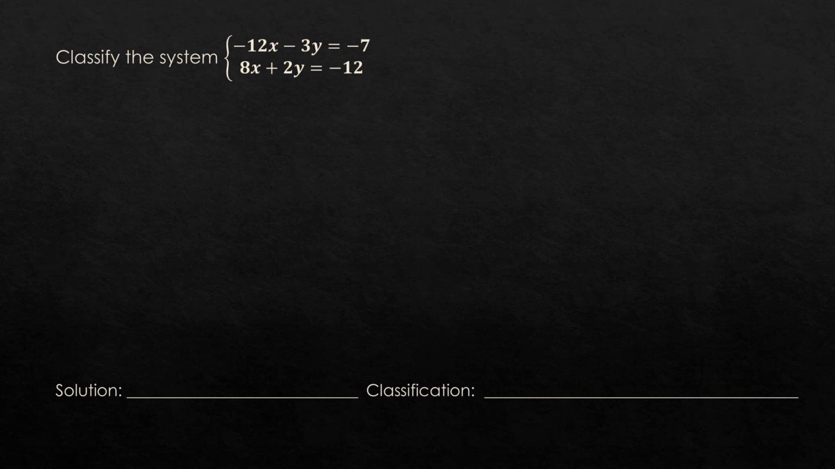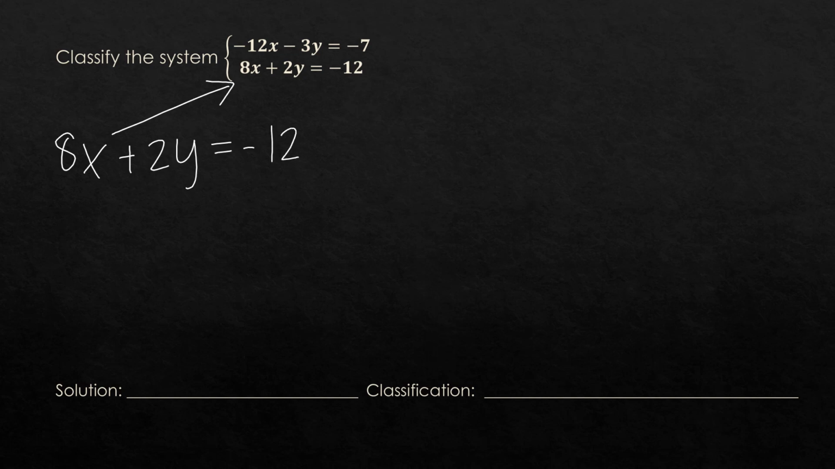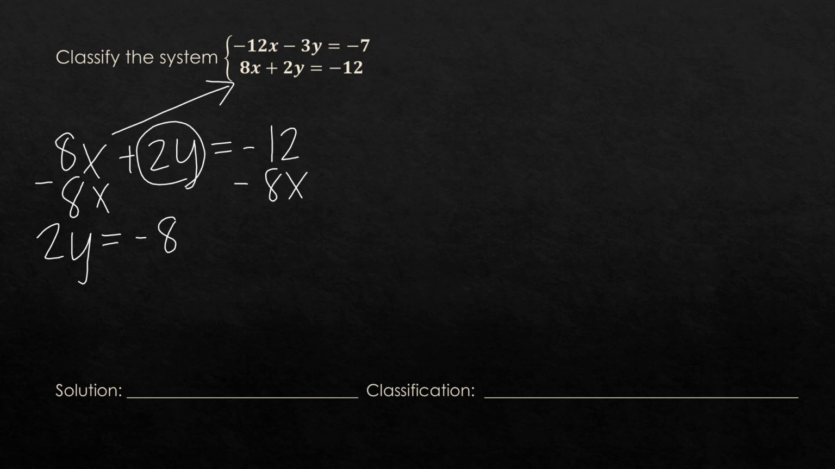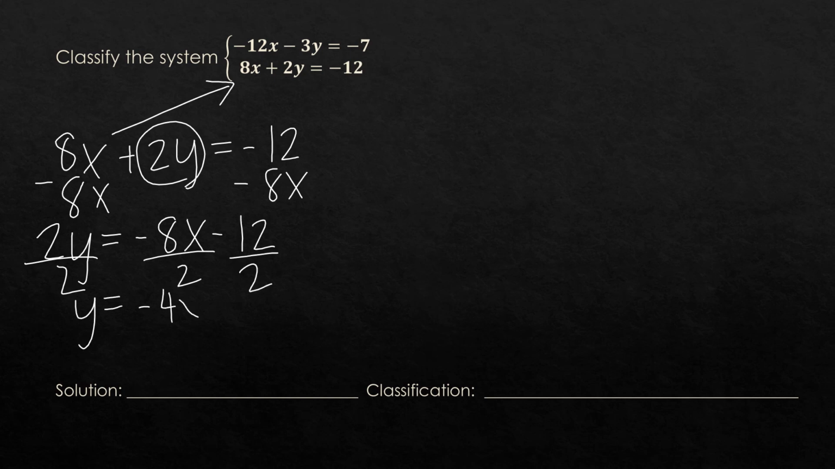All right, our next example is very similar. We have no coefficient of 1. So I've got to look at both equations and determine one of them where I can divide everything by one of the coefficients. So in the second equation, I can divide everything in that equation by 2, which means this is what I want to isolate. So I'm going to move the 8x to the right. I get 2y equals negative 8x minus 12, and then I can divide everything by 2. So we get y equals negative 4x minus 6.